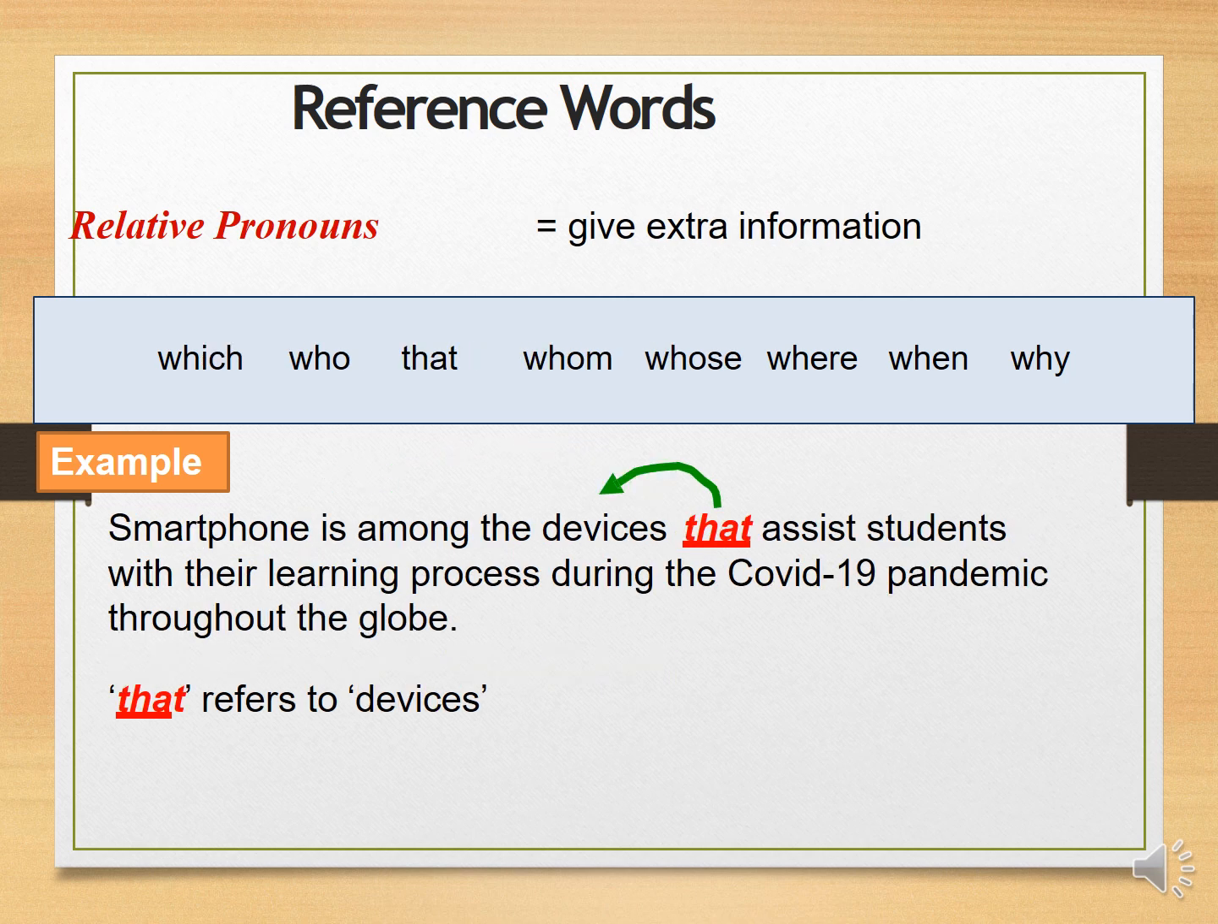Smartphone is among the devices that assist students with their learning process during the COVID-19 pandemic throughout the globe. Okay, so that refers to the devices. Why the devices and not smartphone? Because you see, that assist students with their learning process. So there are many devices that assist students with their learning process. Smartphone here is given only as an example. So the answer is that is referring to devices.